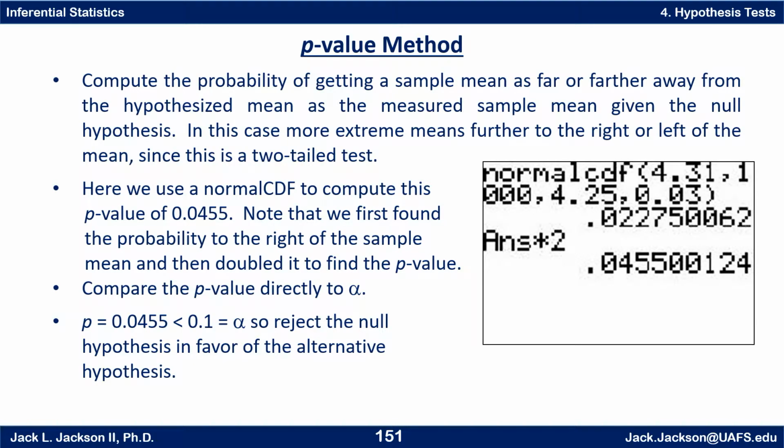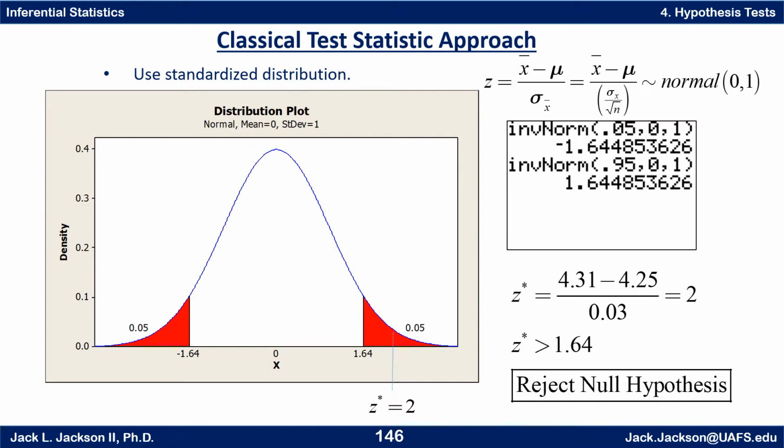So if we are computing the probability of getting a sample mean as far or farther away from the hypothesized mean as the measured sample mean, given that the null hypothesis is true, that's going to be a p-value. In this case, more extreme means further to the right or left of the mean, since we're dealing with a two-tailed test, like the example we did in the last video. Maybe I need to go back and look at that example, because we're doing the same one. So let's back up a few slides.